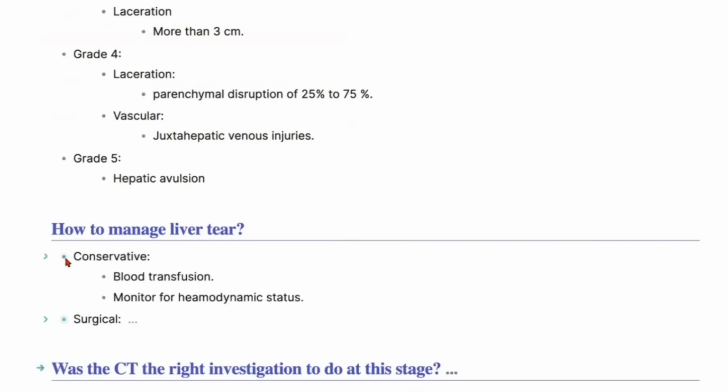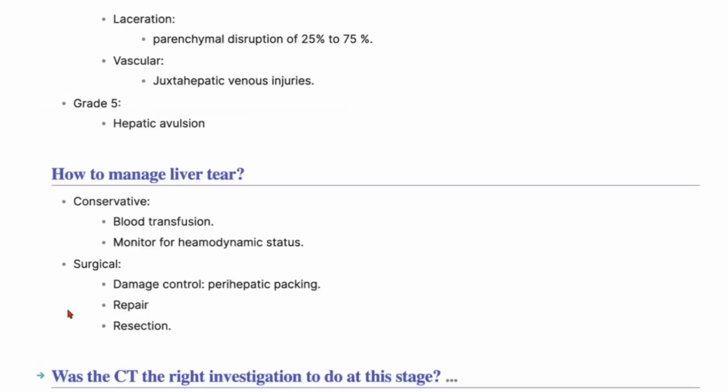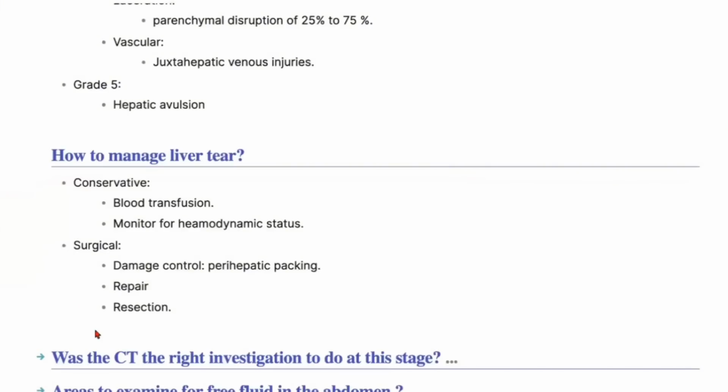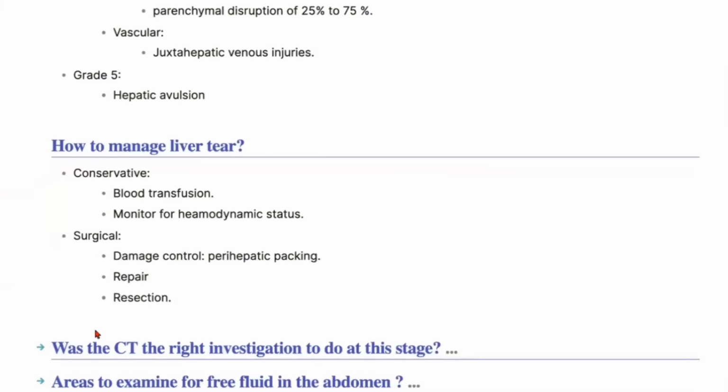Is a CT scan the right investigation to do at this stage? In this patient, no, just because the patient was hemodynamically unstable. I would consider doing a scan, the first investigation, to look at the 4 quadrants, so the perihepatic space, the splenic space, the pericardium, and the pelvis. The CT scan would have been the right investigation if the patient was hemodynamically stable. However, in this instance, no.